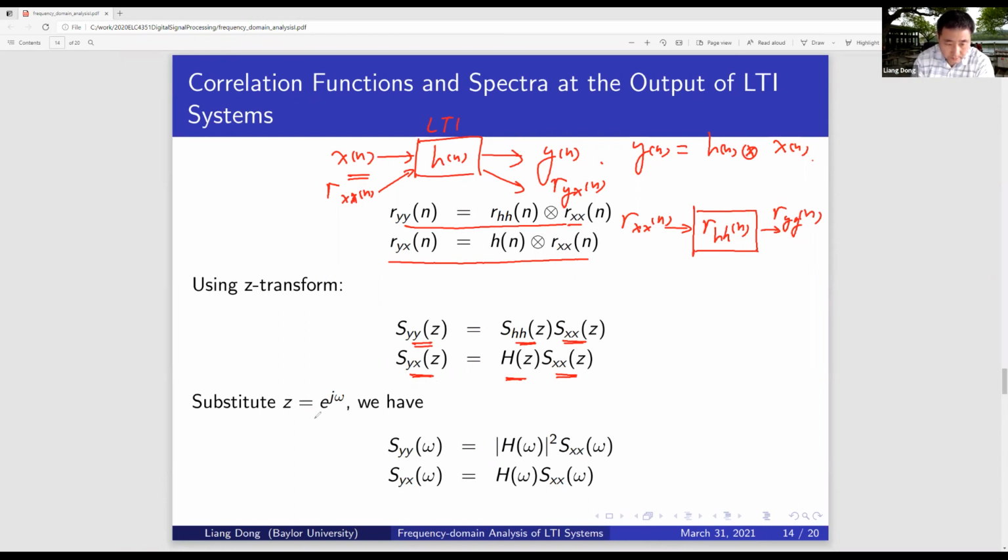Substitute z with e to the power j omega. So we evaluate only on the unit circle. Therefore, we have all these coming from the Z transform. Now we have all these in the frequency domain. The same thing, this is the spectrum. Spectrum is a function of omega, right? This is spectrum in frequency that has a physical meaning. And then we can also talk in these terms that are related. In the frequency domain, it's very simple because it's a product.